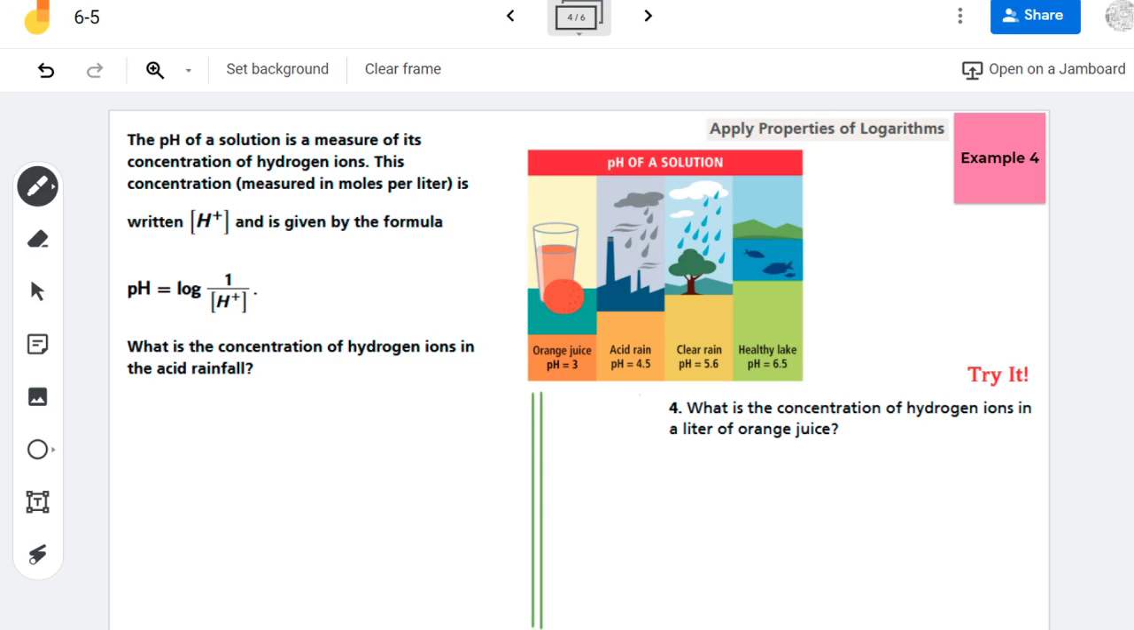In today's video I'm covering example 4 from section 6-5 in the SavvasRealize Algebra 2 textbook. The goal of today's video is to apply the properties of logarithms.